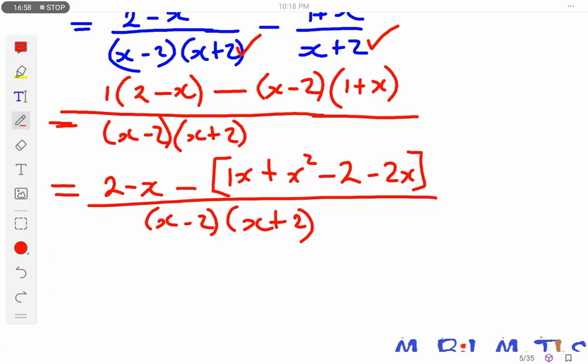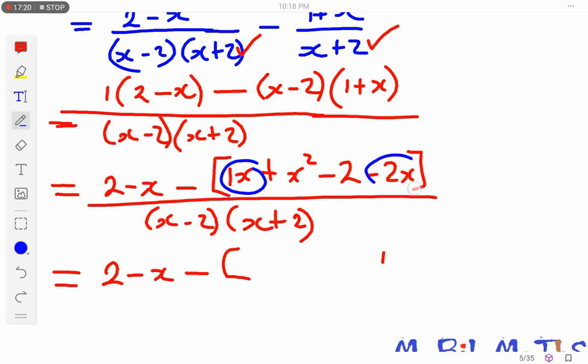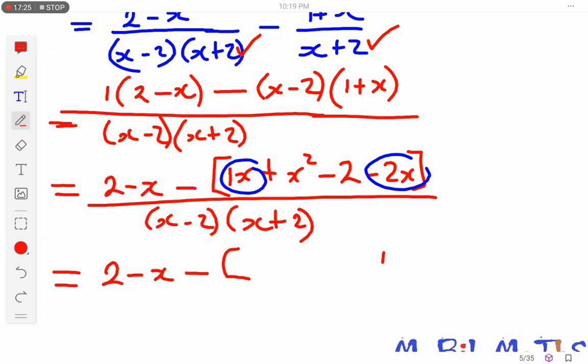Let's collect like terms. Our like terms, you find out I have 1x and minus 2x there. I can combine those two together. So I'm going to have 2 minus x there, minus, again, that bracket. I said this part here, this one and this one are common. So I will have at the end of the day, 1 minus 2x, I get myself minus x, 1x there.